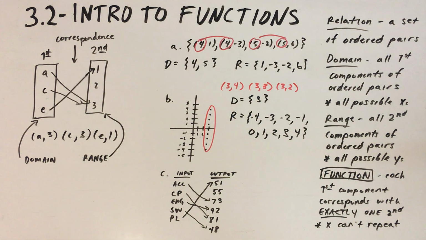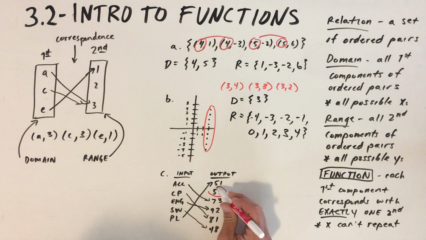Okay, so for this last relation here, the domain would be each of these inputs: accounting, computer programming, engineering, social work, paralegal, which I've abbreviated, and our outputs will be all of these numbers, 51, except for 50 is not in the range because you can see that there's no relation here.